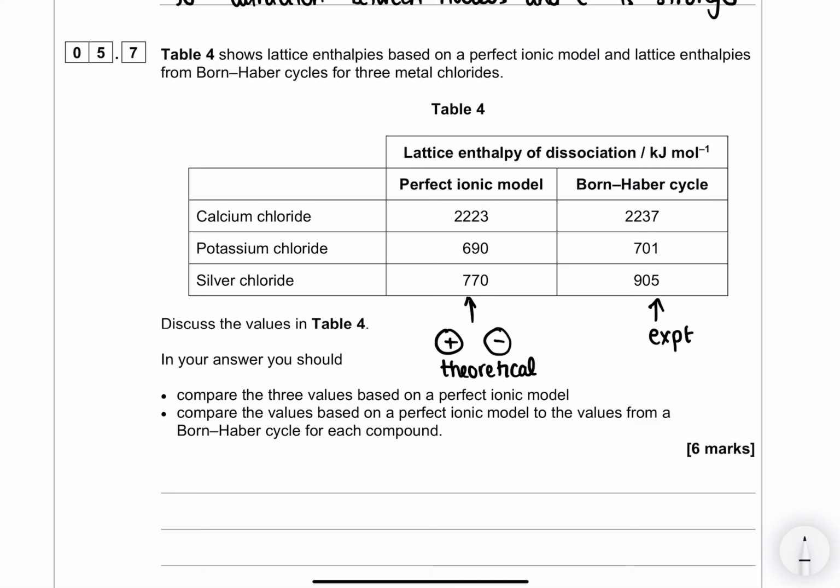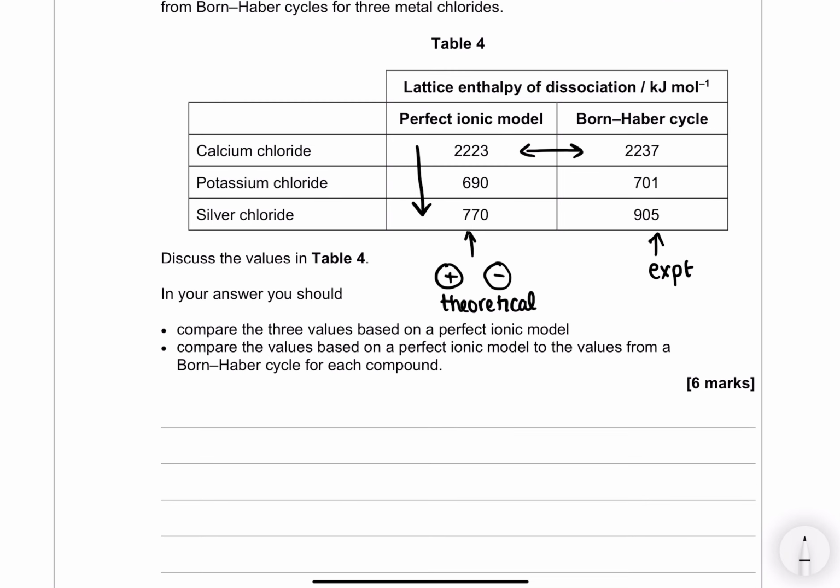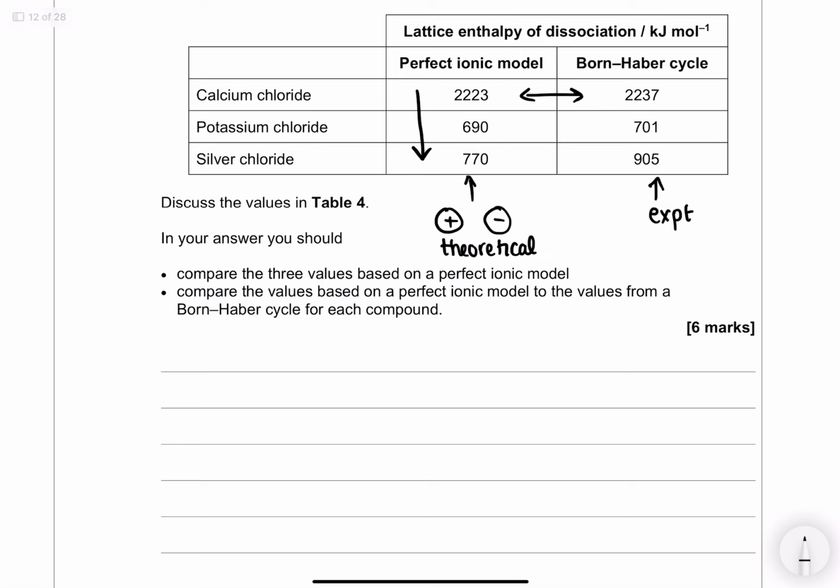Discuss the values. In your answer, you should compare the 3 values based on the perfect ionic model. So it wants us to compare these 3 values. And then it says compare the values in this direction as well and say what that tells us. So what can we say from the perfect ionic model one? Assuming that they've all got perfect ionic structures, we've got a much larger value for calcium chloride, then silver chloride, then potassium chloride. So doing our first bullet point, comparing perfect ionic model values.